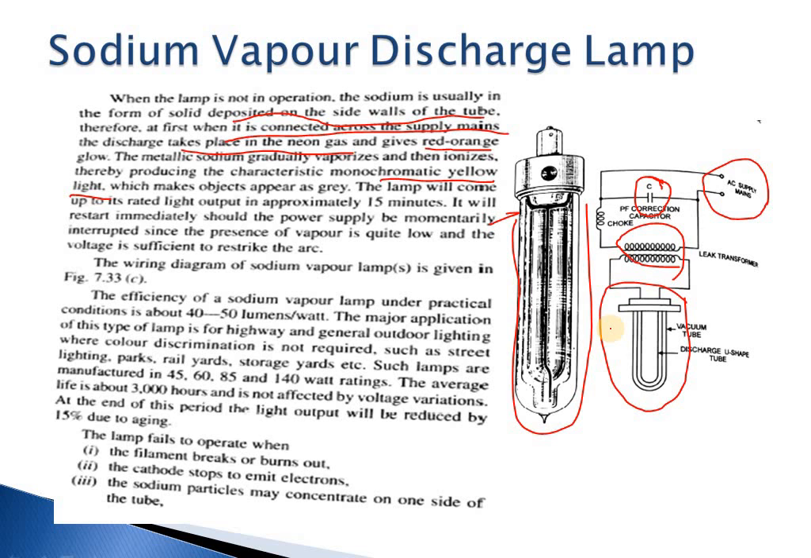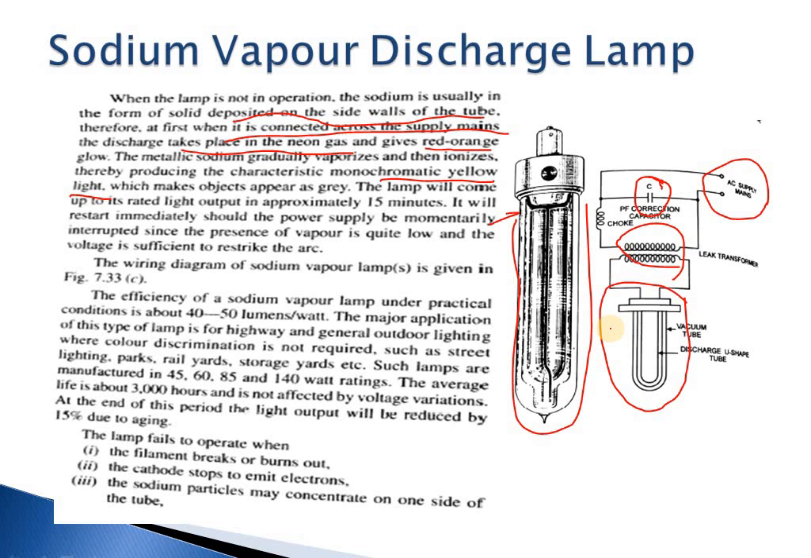The lamp fails to operate when the filament breaks or burns out. Secondly, the cathode stops emitting electrons. And thirdly, the sodium particles may concentrate on one side of the tube.